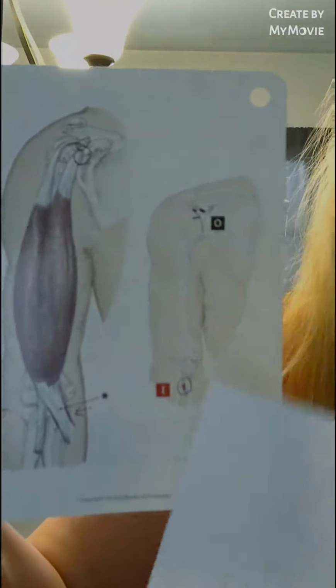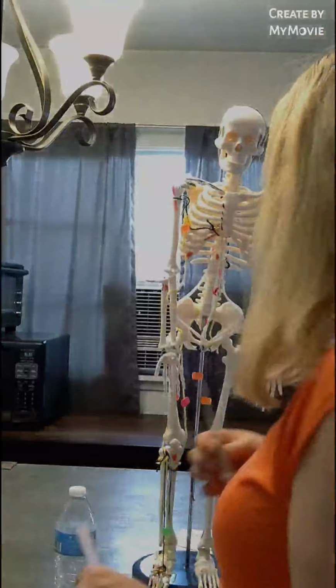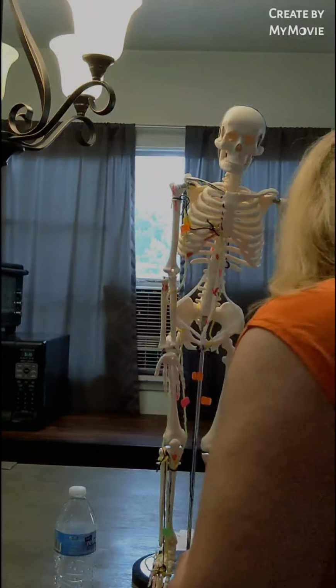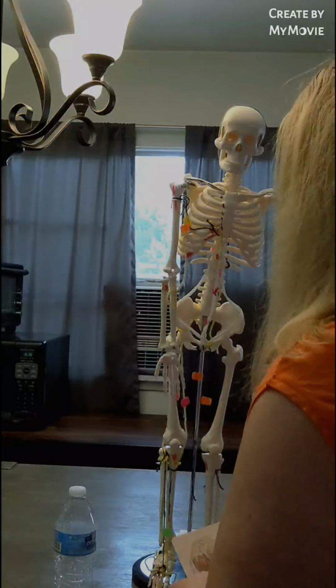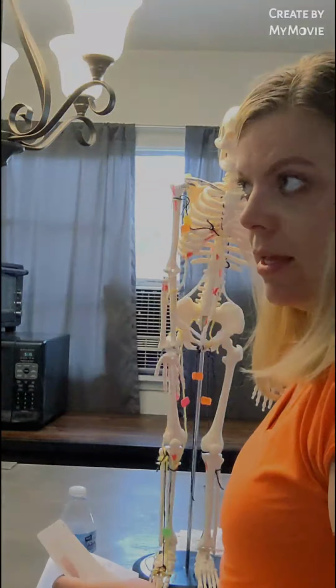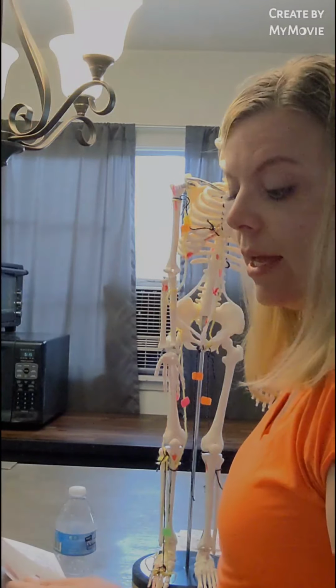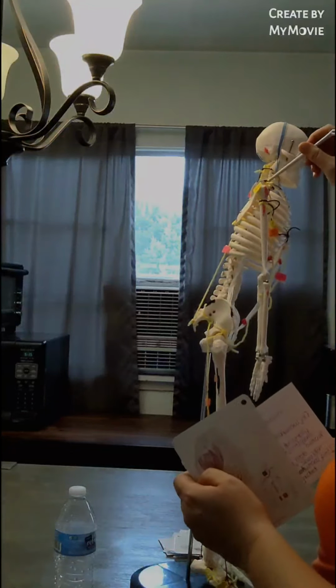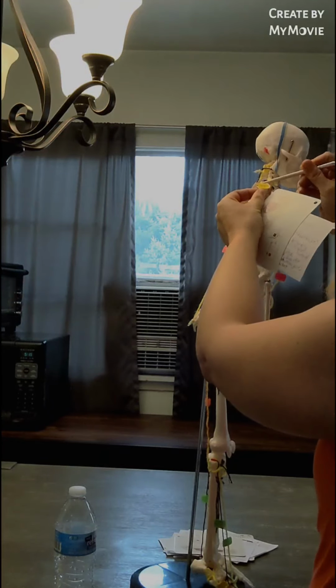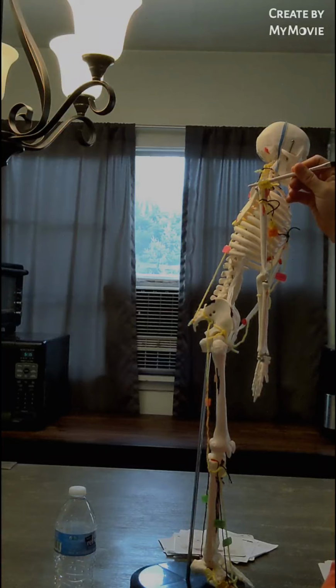Origin, insertion. And then we have the deltoid. The biceps brachii, the pectoralis major and the deltoid are both antagonists to itself. And we have the deltoid muscle, it's labeled right here. You can see that.